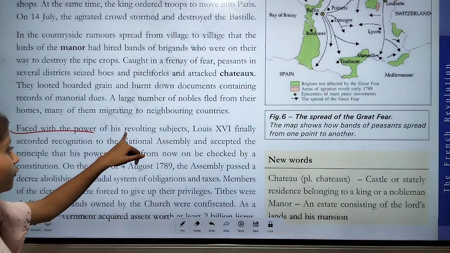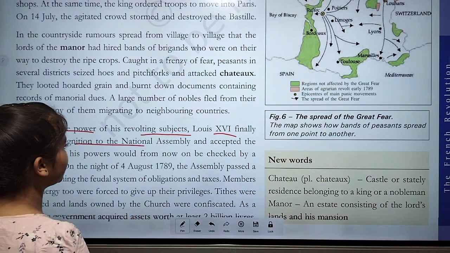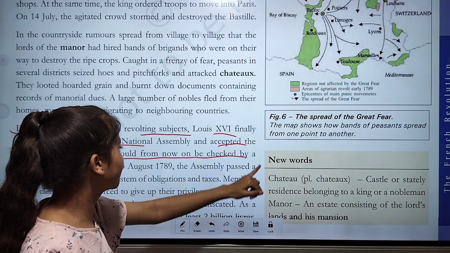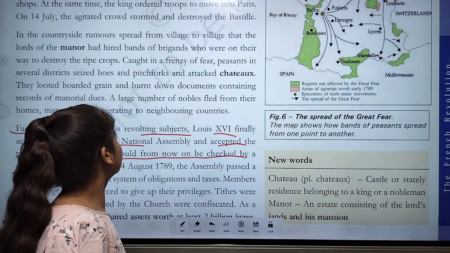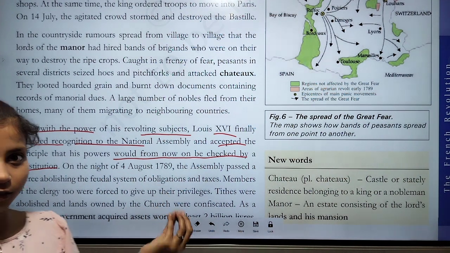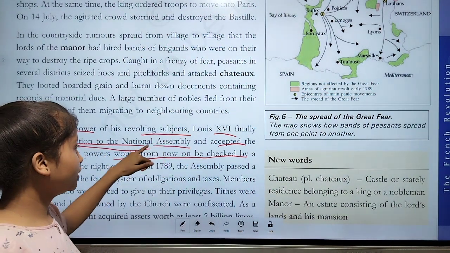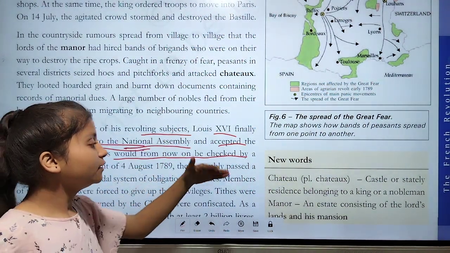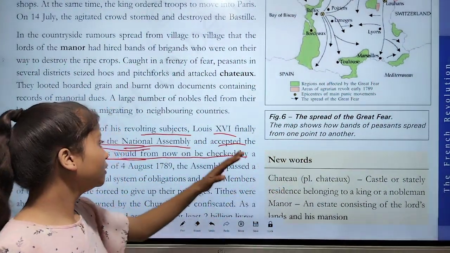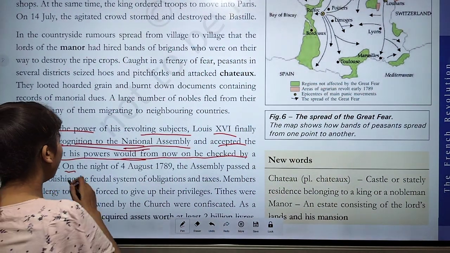Faced with the power of his revolting subjects, Louis XVI finally gave recognition to the National Assembly and accepted the principle that his power would from now on be checked by the Constitution. It means that, faced with the power of these revolting subjects, Louis XVI finally accorded recognition to the National Assembly, and also accepted the principle that his power would now be checked by the Constitution.